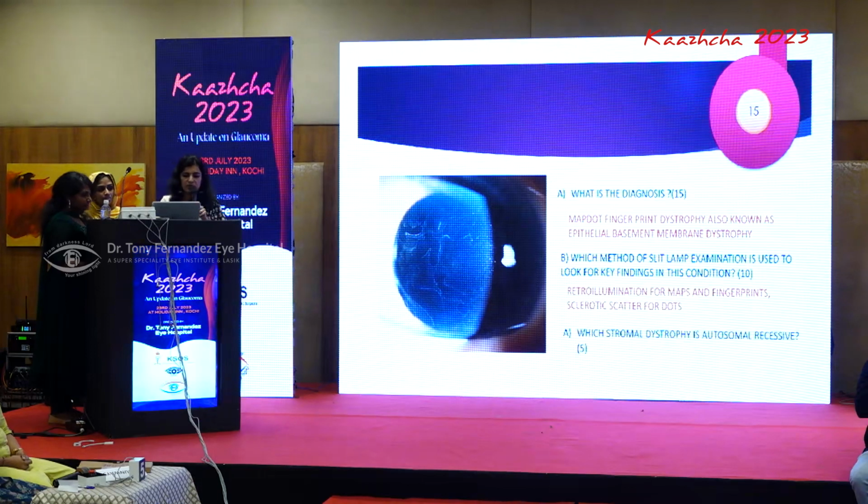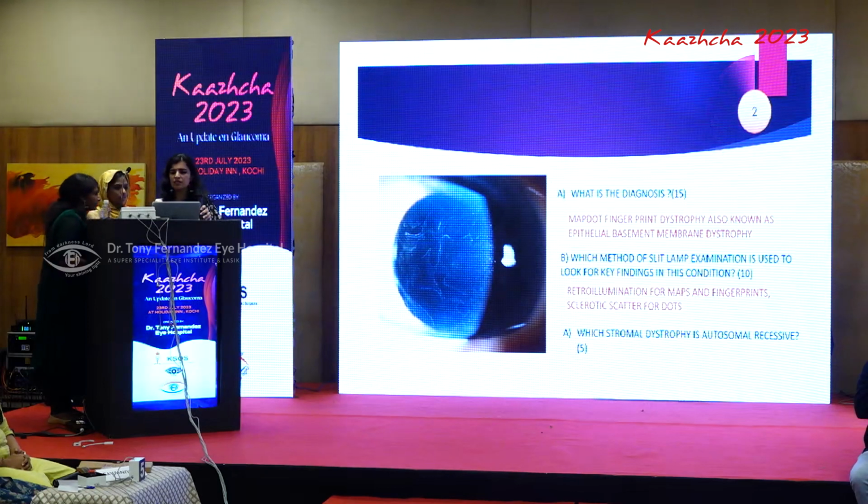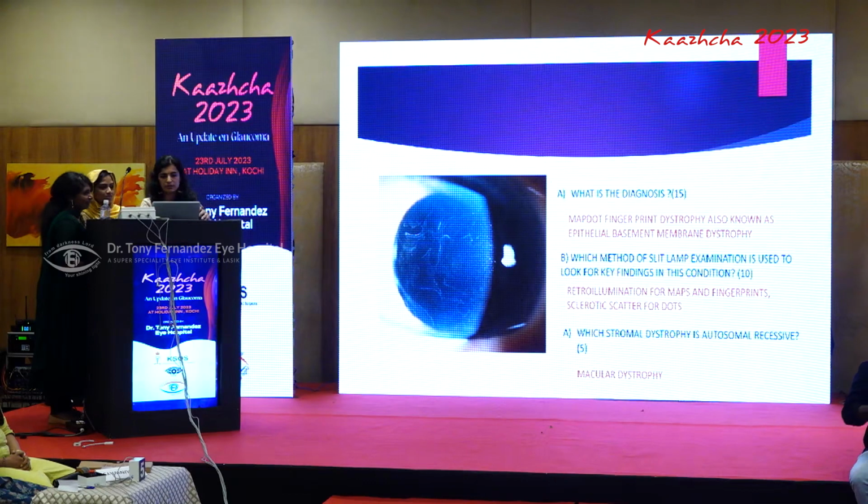And which stromal dystrophy is autosomal recessive? Macular. Correct. So 10 plus 5, 15. 10 plus 15.